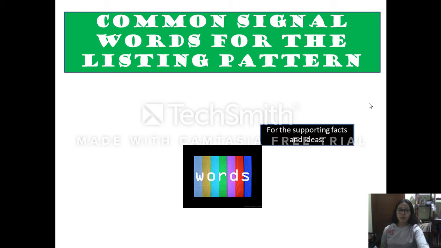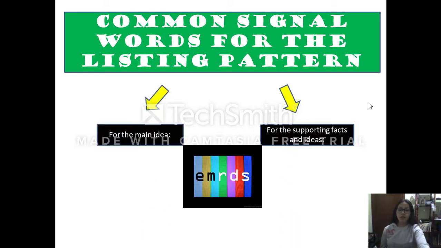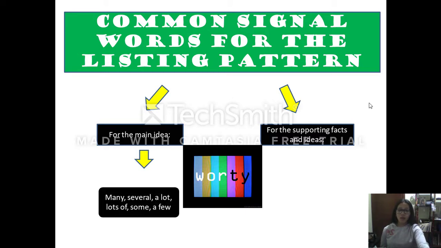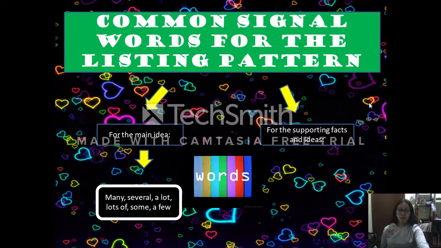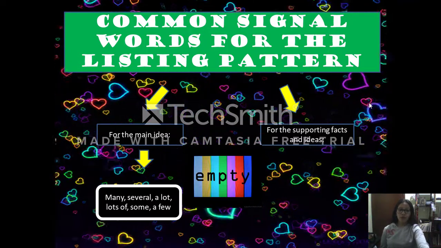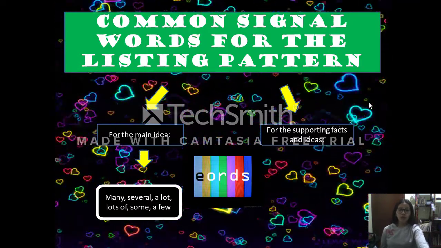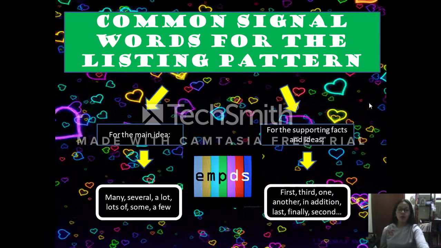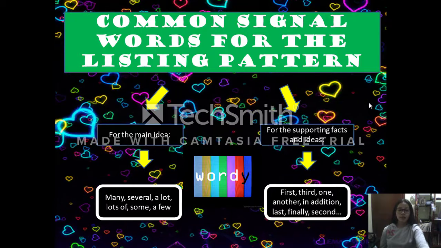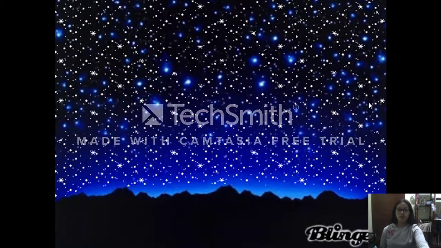Common signal words for the listing pattern. For the main idea, we have many, several, a lot, lots of, some, a few. And for the supporting facts and ideas, we have first, third, one, another, in addition, last, finally, second, etc.